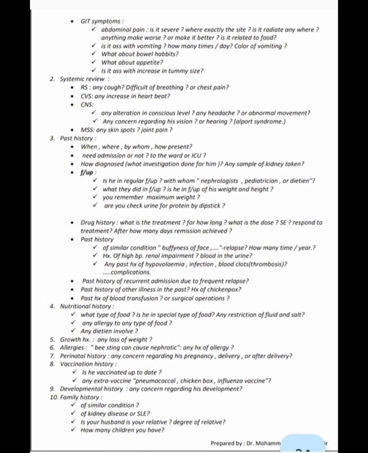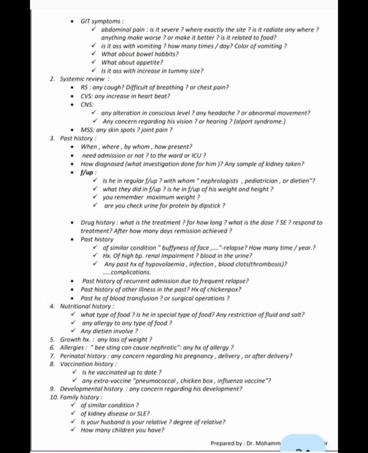GIT symptoms of nephrotic syndrome. What do we ask? Abdominal pain. Is it severe? Where exactly is the site? Does it radiate anywhere? Also ask whether anything makes it worse or better. Is it related to food? Is it associated with vomiting? How many times per day, and what color is the vomit? What about bowel habits? What about appetite? Is it associated with an increase in tummy size? So these are the GIT symptoms.